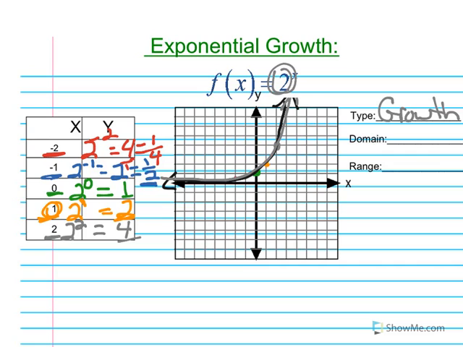Looking at the domain, which is your x values from left to right, this graph goes forever to the left, and it's going up and to the right forever. So that's from negative infinity to positive infinity. The range is how low it goes, which is right here. It is approaching the line y equals 0, but it never quite reaches 0. So we're going to use parentheses, not brackets. And it goes as high as forever, so positive infinity.